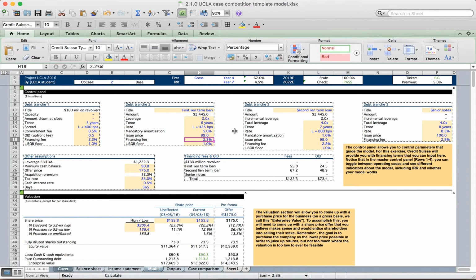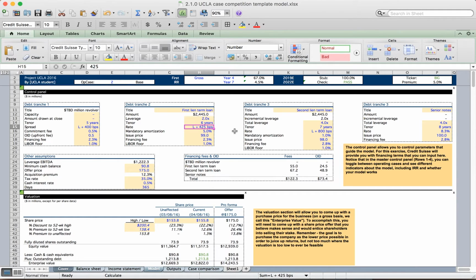And then your LIBOR floor, so this is something to protect the lender in case for some reason LIBOR rates go to 0. They're saying the least they're going to pay is a LIBOR floor of 1%. So the lowest coupon rate or interest rate that they're expecting on this debt would be 5.25%, because you've got your 1% LIBOR floor plus your 425 basis points. So that is what you want to be thinking about in terms of how expensive this debt is.